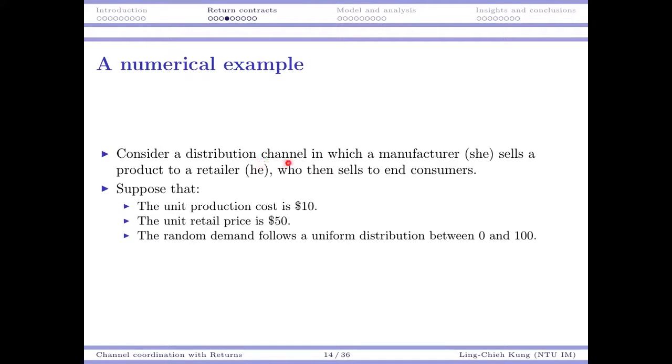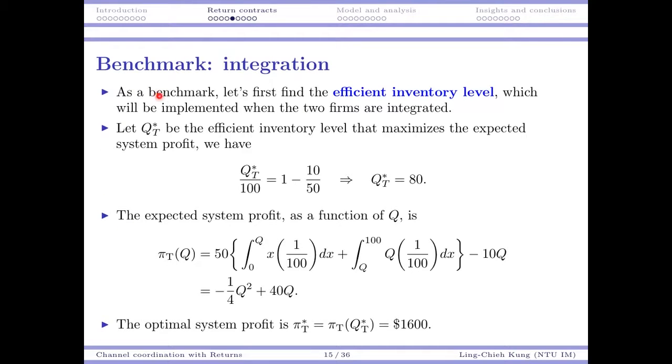Let's consider a channel with a manufacturer and a retailer, and the unit production cost is 10, the unit retail price is 50, and the random demand is uniformly distributed between 0 and 100, so it's just a simple newsvendor setting. As a benchmark, let's first consider the efficient inventory level. Suppose the two firms integrate with each other, then we may try to solve for Q_T star as the efficient inventory level.